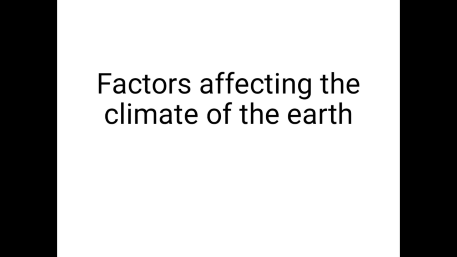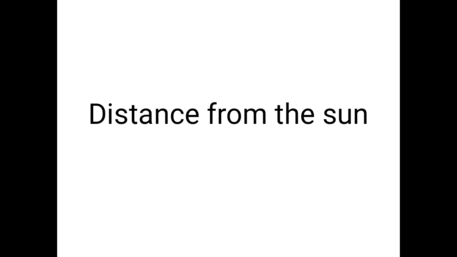Now we will know about the factors affecting the climate of the earth. Many factors affect the climate of different places on the earth. These are the distance of the earth from the sun, earth's tilt and sunrise and sunset. Let us discuss them one by one.